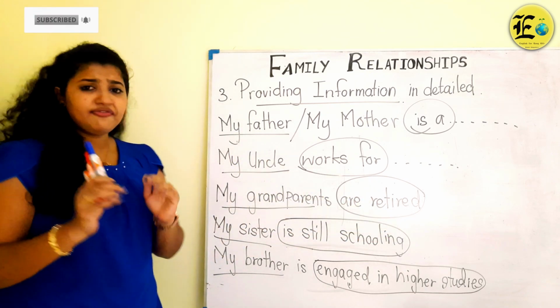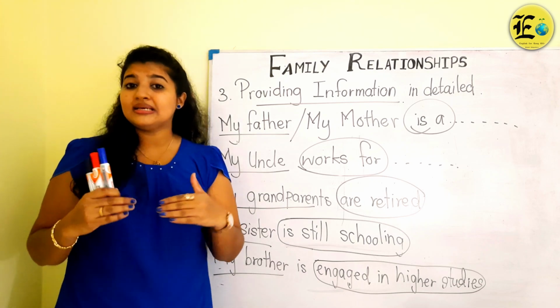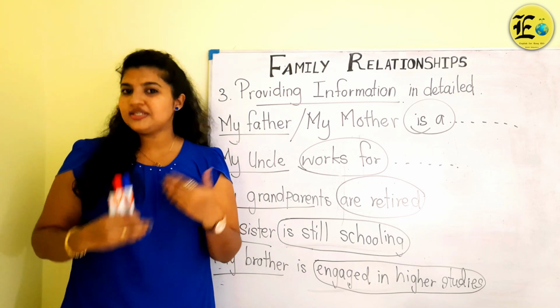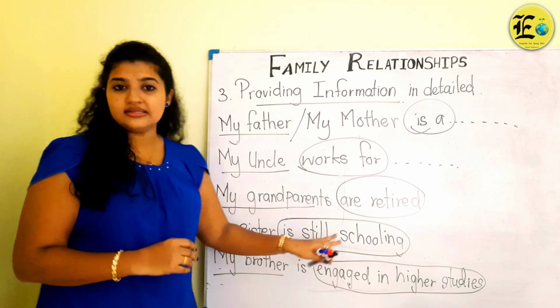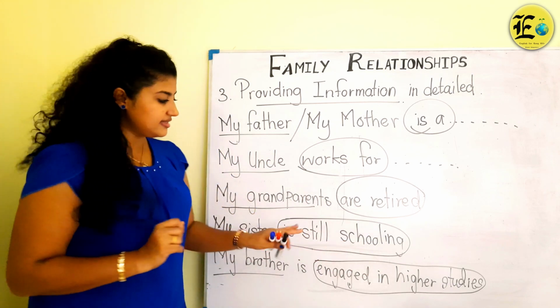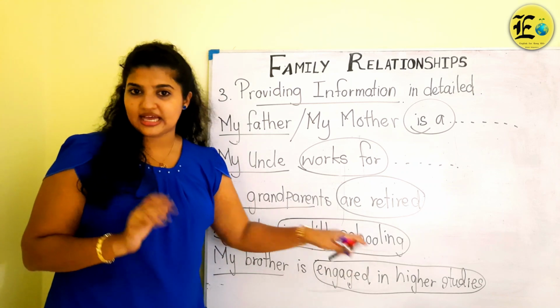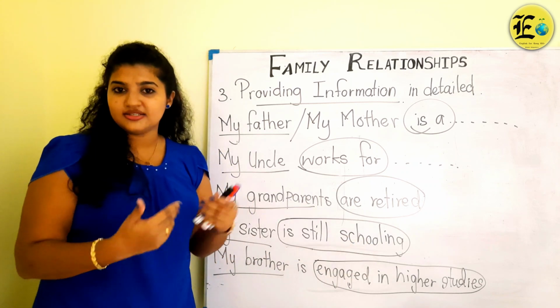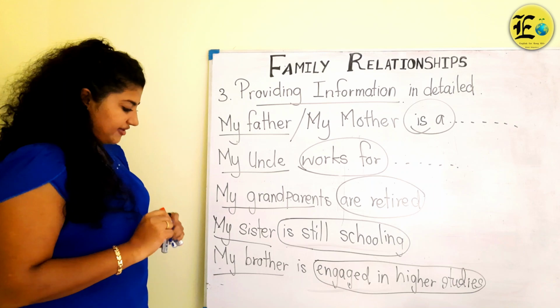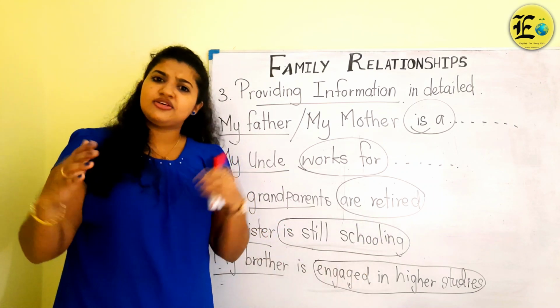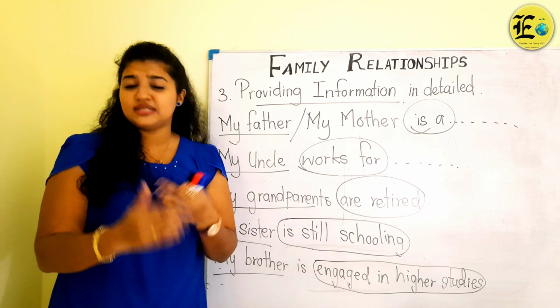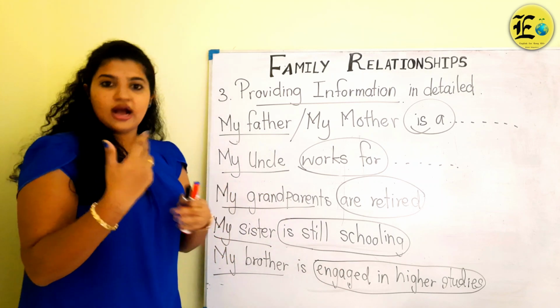Number 4, if you have siblings who are still continuing studies or who are still schooling, you can use this phrase: my sister is still schooling. The phrase is still schooling. That means she's still engaging in her school. And the final phrase is my brother is engaged in higher studies. So it could be any member of your family who's engaged with higher studies or higher education.